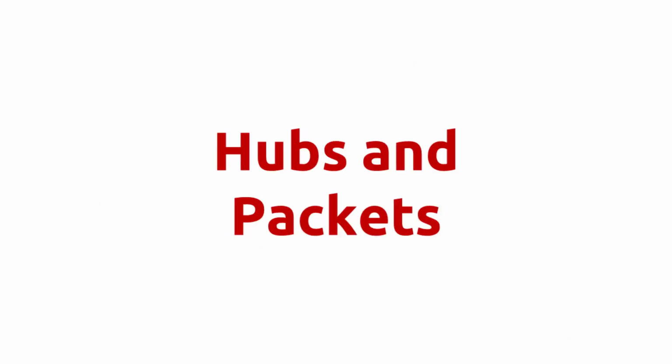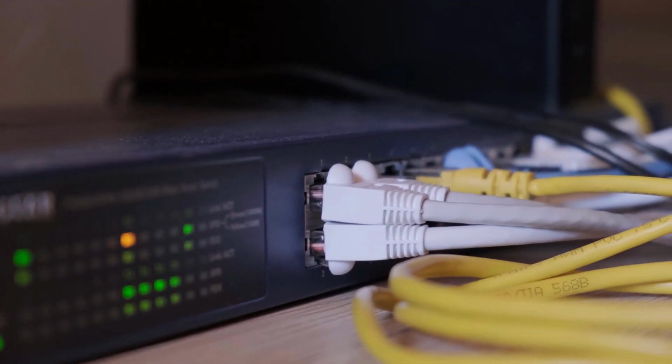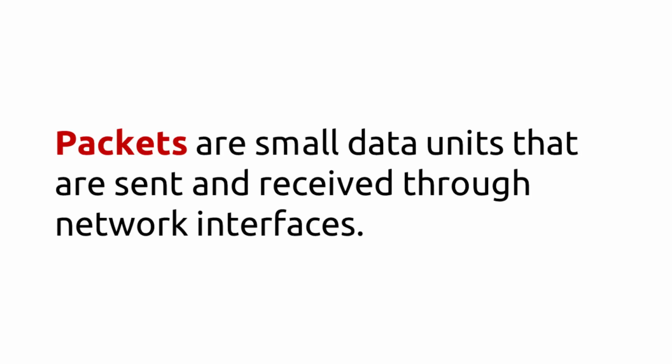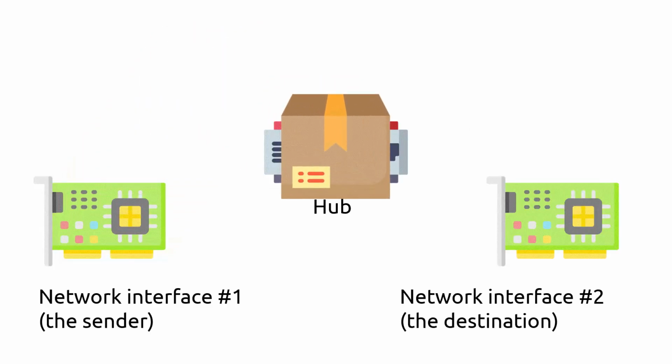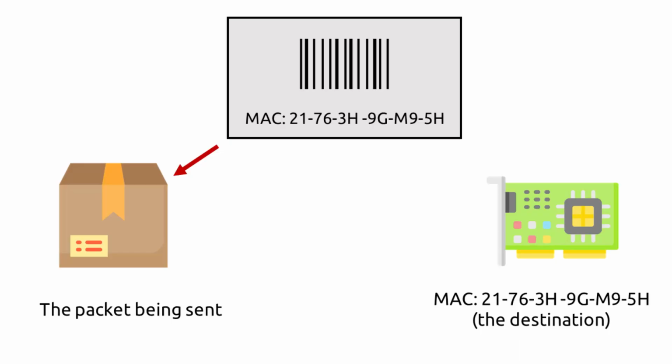Hubs and packets. In a typical network, computers and devices are connected via cables being plugged into their ports. This makes it easier to exchange packets. Packets are small data units that are sent and received through network interfaces. They're like mailing packages. They have a sender, its network interface, and a destination, the other network interface or port. MAC addresses function as location directions written on a package.